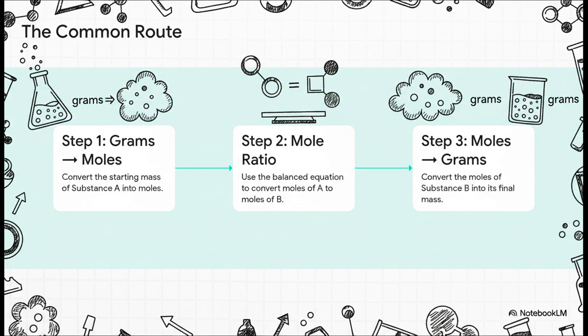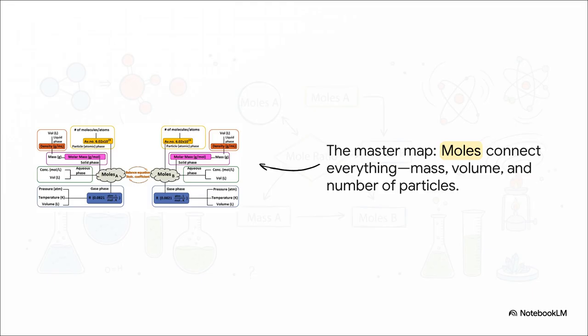Step 1, convert the grams you know into moles. Step 2, use that magic mole ratio from the balanced equation to switch over to the other substance. And step 3, convert the new moles back into grams. Grams to moles to grams. That's the mantra. Whoa. Okay, this map might look a little crazy at first, but don't worry.